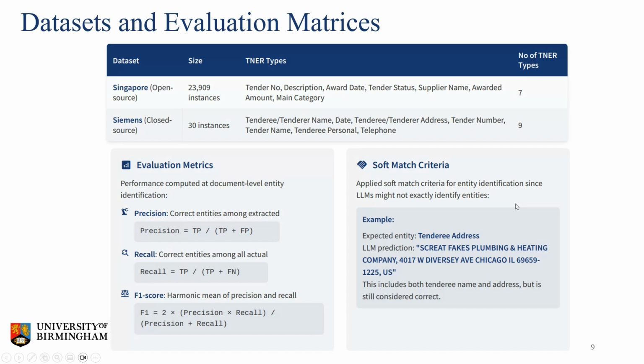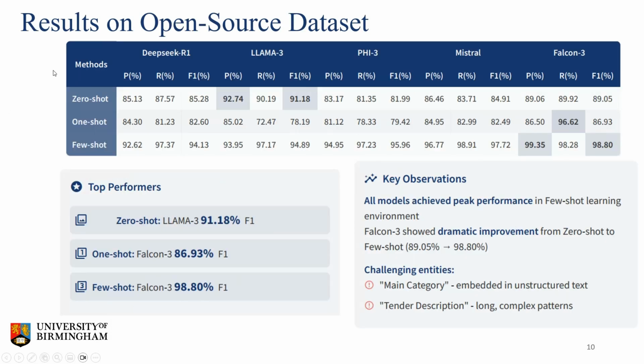criteria for entity identification. So these are the results that we have achieved on the open source dataset while utilizing five different LLMs. As a result, Llama achieved 91% F1 score in the zero shot environment, while Falcon 3 achieved 86% F1 score in one shot and 98% in few shot learning. Overall, all these models consistently struggle with extracting main category and tender description entities due to their complex embedded structure.